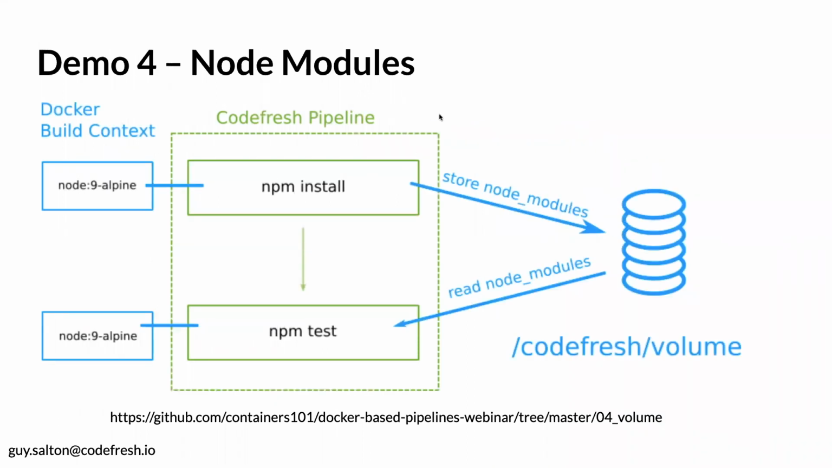So now let's see an example with Node. And Node is one of the classic examples with node dependencies. So what I will do in this example is on the first step, I want to run npm install and download the node modules. And then the next step, I want to run a unit test and I need the modules in the next step. So let's see how this will work in Codefresh.